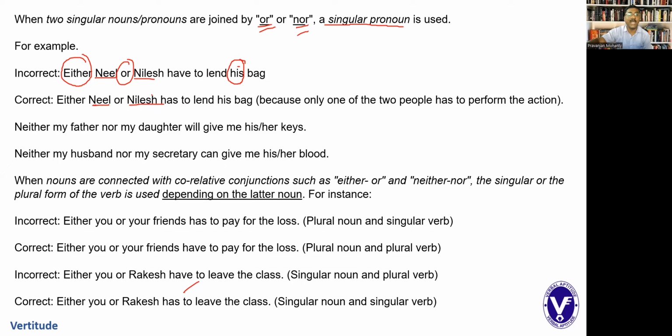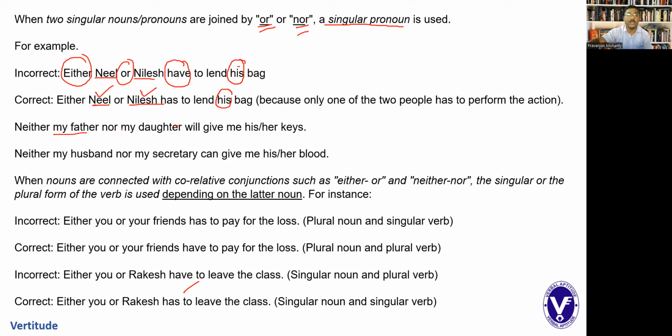So it says have to. The verb we have used, have to, is an error. It should be has to, with his. That is an error, because only one of the two people has to perform the action. When we say either or, it means either Nilesh will do it or Neil will do it, not both. So how can I take it as both? The plural verb is not possible.